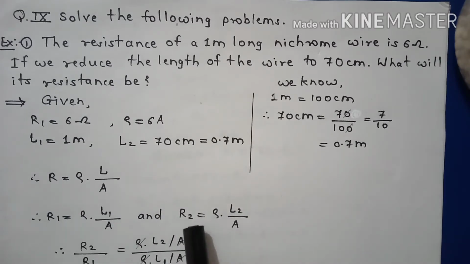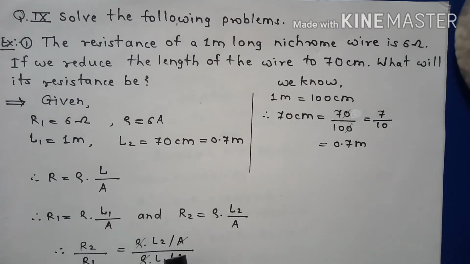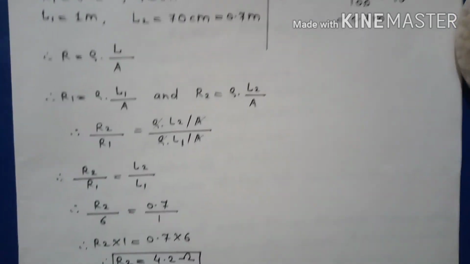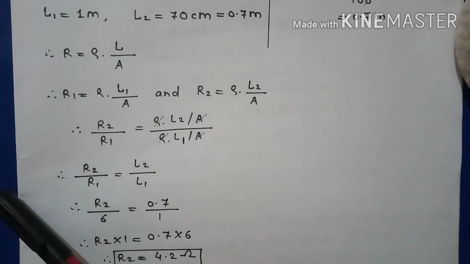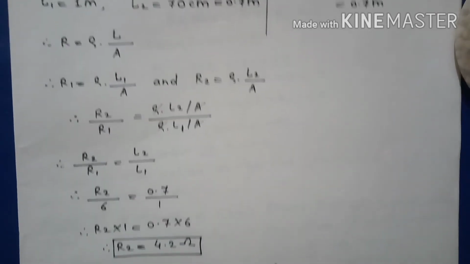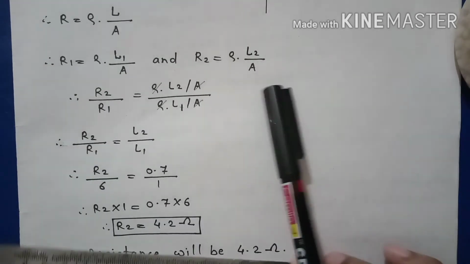Now we will divide R2 by R1. Therefore R2 upon R1 is equal to rho into L2 upon A, upon rho into L1 upon A. Therefore, R2 upon R1 is equal to L2 upon L1. Now we are going to put values.